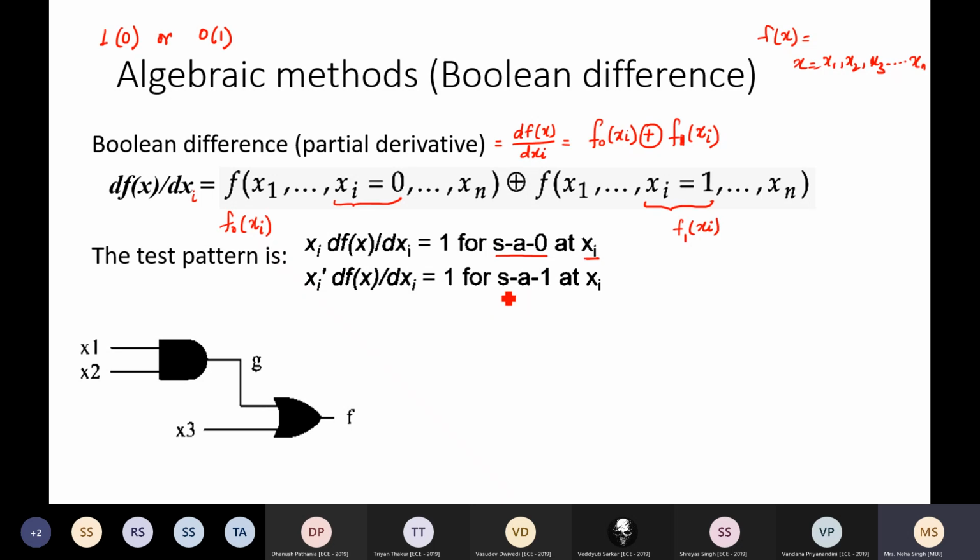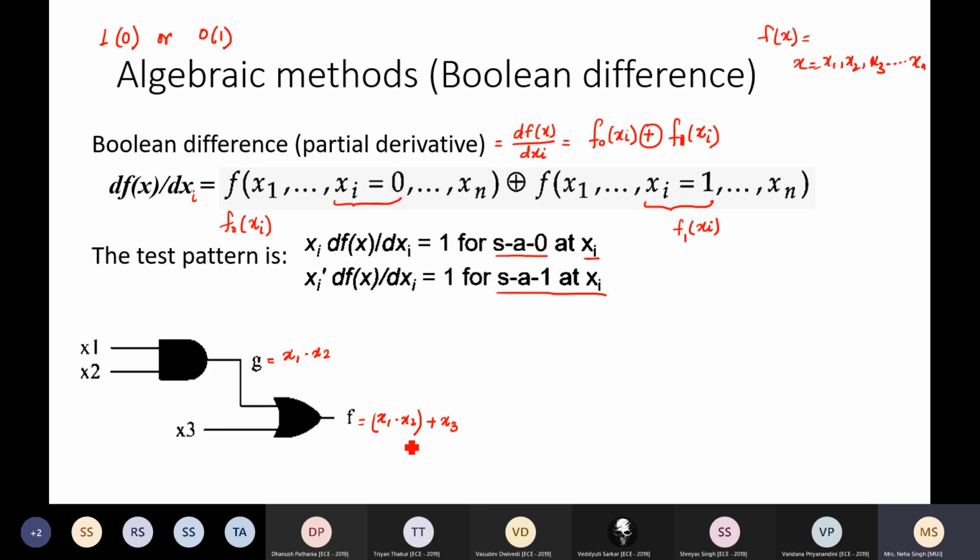Similarly, if I want to evaluate for stuck at 1 fault at xi, then the test pattern will be given as xi dash multiplied by the Boolean difference. Right? Stuck at 1 के लिए xi dash से multiply करना है, stuck at 0 के लिए xi से multiply करना है. For example, in this case, here g can be written as x1 dot x2 so that f can be written as x1 dot x2 plus x3.